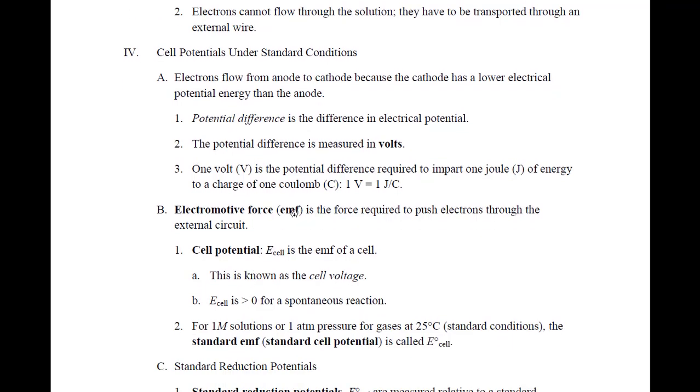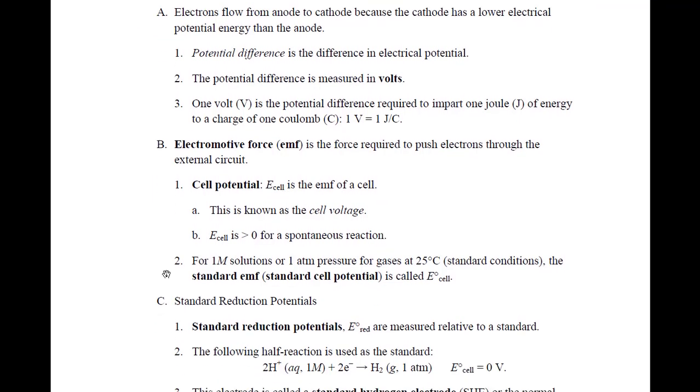Electromotive force, EMF, is the force required to push electrons through the external circuit. So that's what we're really measuring, is EMF. The cell potential, E cell, is the EMF of a cell. This is also called the cell voltage. So whenever E cell is positive, greater than 0, you have a spontaneous reaction. If E cell is less than 0, it is a non-spontaneous reaction.